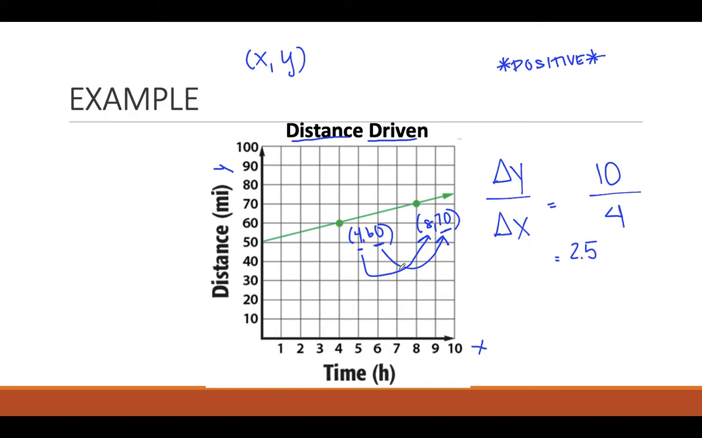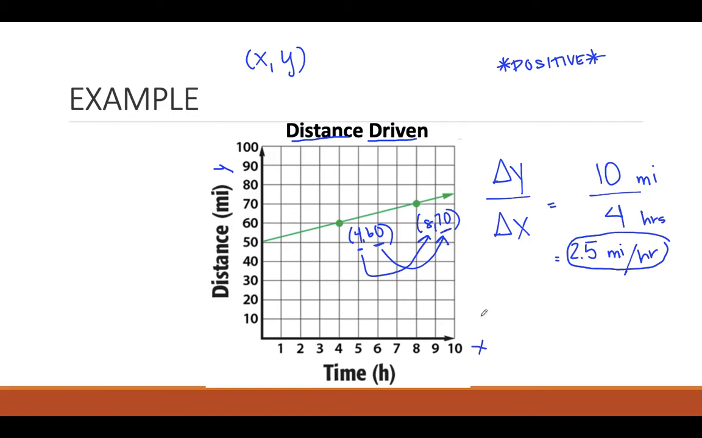And then with this example, we actually need to include units in our answer, sort of like a unit rate. So this is 2.5. Now what we need to realize is that we did the change in the y values first, and the y values represent miles. So the change of 10 is a change of 10 miles. A change of 4 on the x-axis was in 4 hours. So this is 10 miles every 4 hours, which simplifies to 2.5 miles per hour. And that is our rate of change or slope for this practice problem.